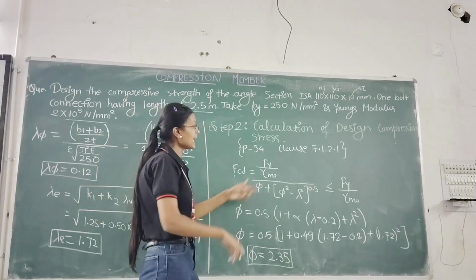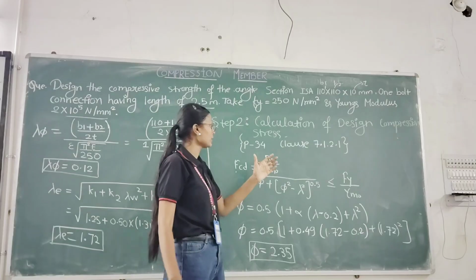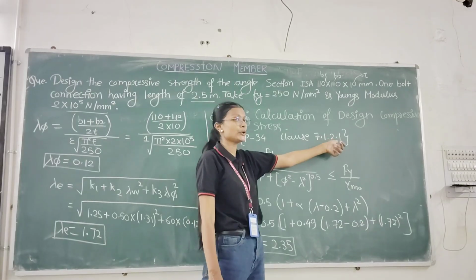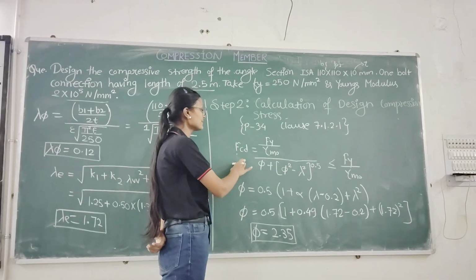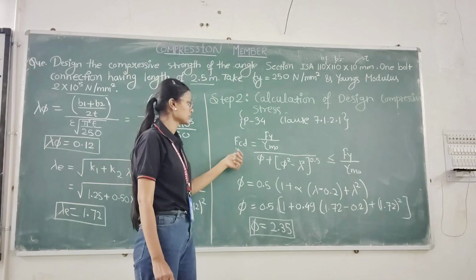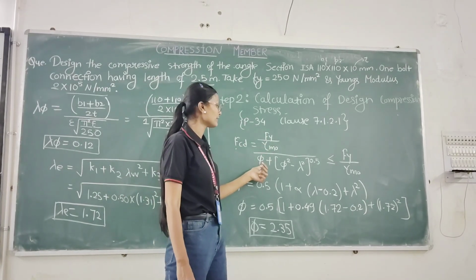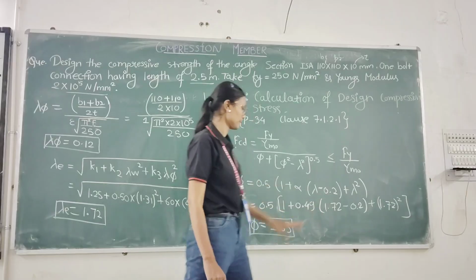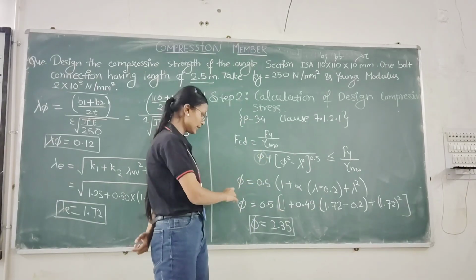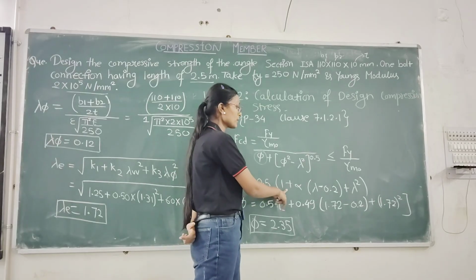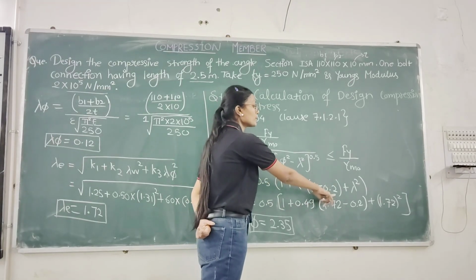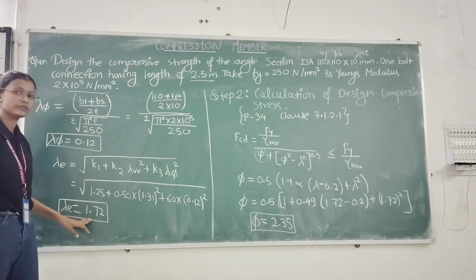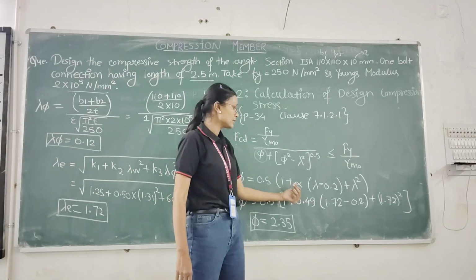Step 2, we have to calculate the design compression stress. Now you will get this formula in the IS code, page number 34, clause 7.1.2.1. You will directly get the formula: fcd is equal to fy upon gamma m0, divided by phi plus under root of phi square minus lambda square, to the power 0.5, which will be less than fy upon gamma m0. First of all you have to calculate the value of phi using this formula. Phi is equal to 0.5 times 1 plus alpha times lambda minus 0.2 plus lambda square. Here the lambda value will be this. Lambda is equal to 1.72. 0.5 plus alpha.